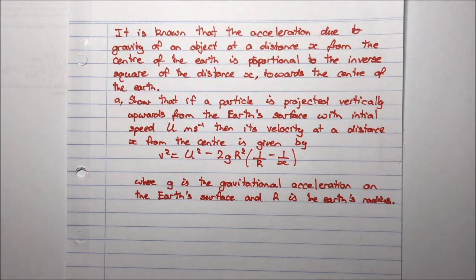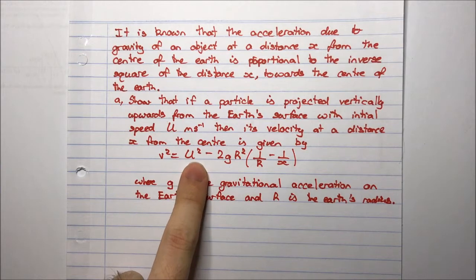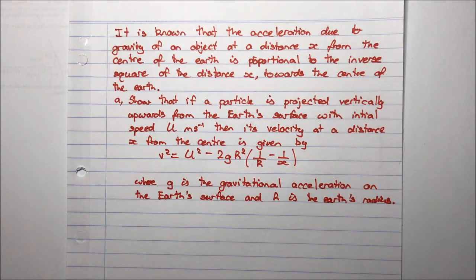It is known that the acceleration due to gravity of an object at a distance x from the center of the Earth is proportional to the inverse square of the distance x towards the center of the Earth. Show that if a particle is projected vertically upwards from the Earth's surface with initial speed u meters per second, then its velocity at a distance x from the center is given by that expression there, where g is the gravitational acceleration on the Earth's surface and r is the Earth's radius.